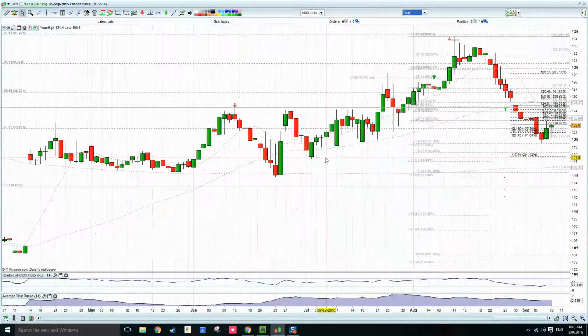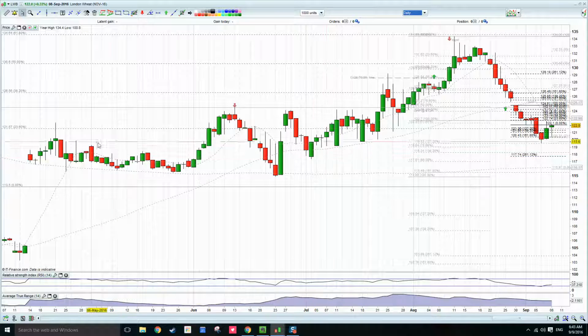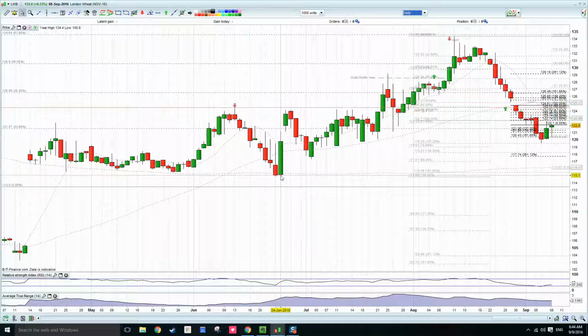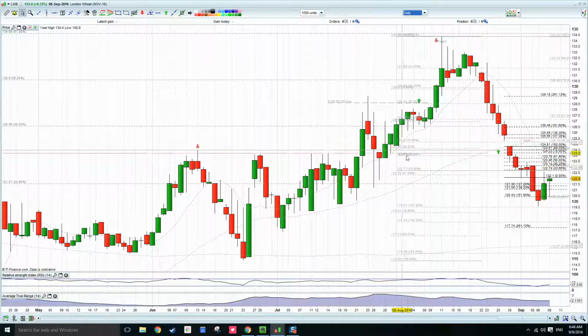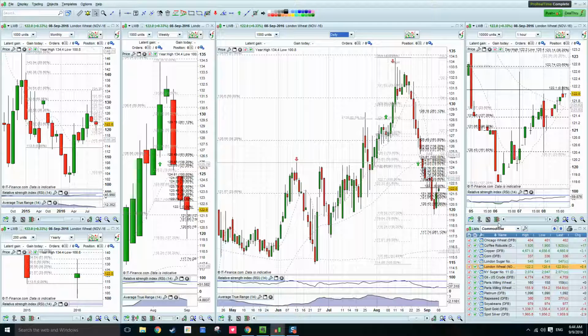But all we've done now is gone back into this range, which has been in place since April, May, June, July, August. This range of a high of 124.50 and a low of 115 is where we're going to be stuck, unless we go to fill this gap and then have a jump above that.